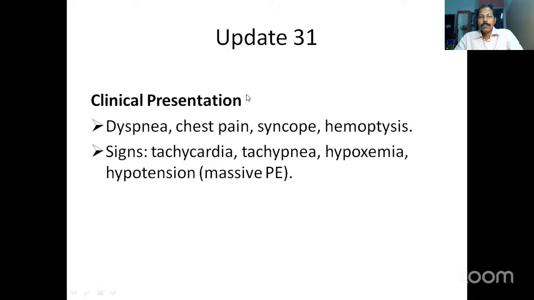Next update. So what is the presentation after an embolism? The commonest presentation being dyspnea, and the patient will have chest pain, and syncope because of hypoxia, and hemoptysis because of pulmonary infarction. So what are all the signs we can appreciate? They are tachycardia, tachypnea, hypoxemia, and hypotension if the embolism is massive.